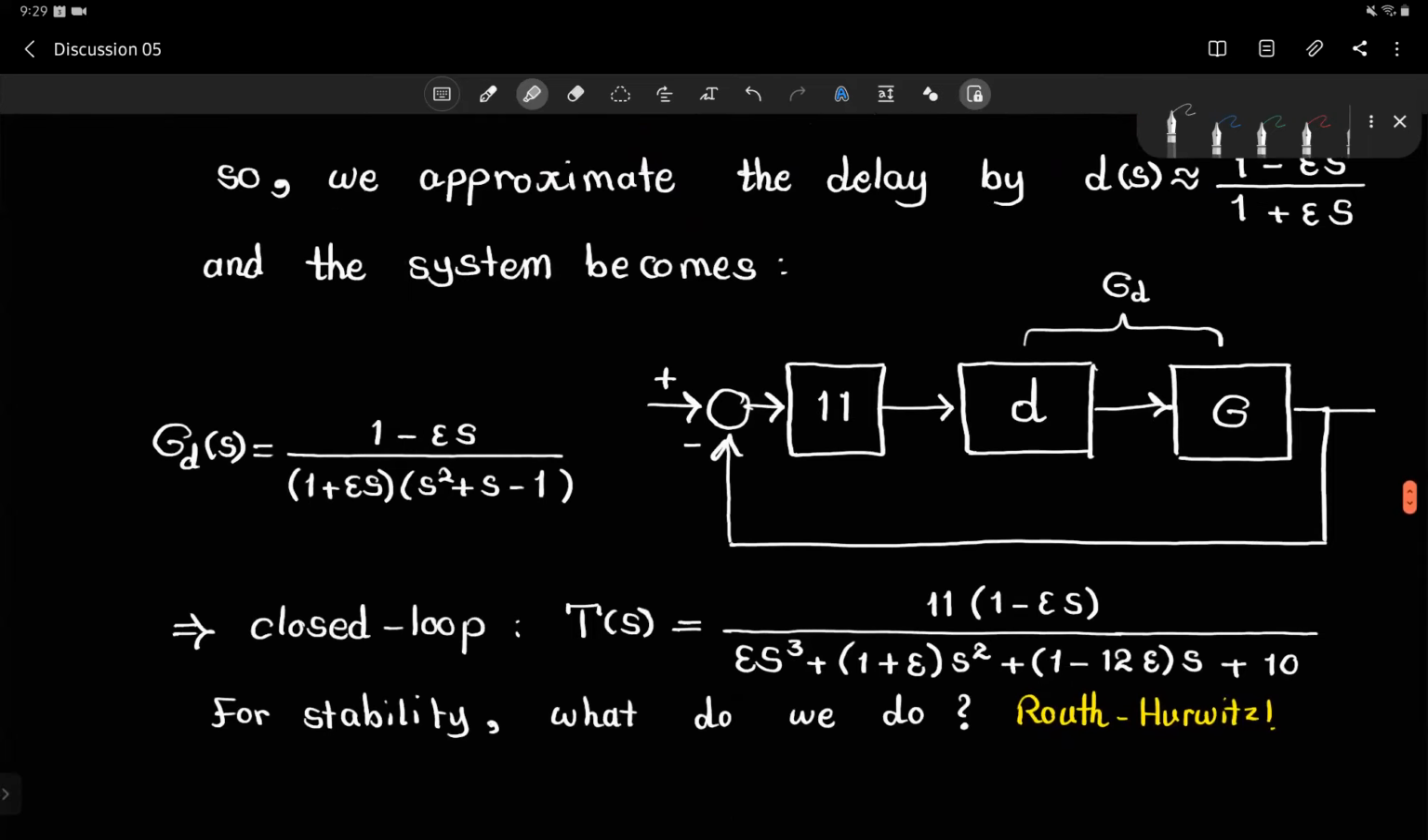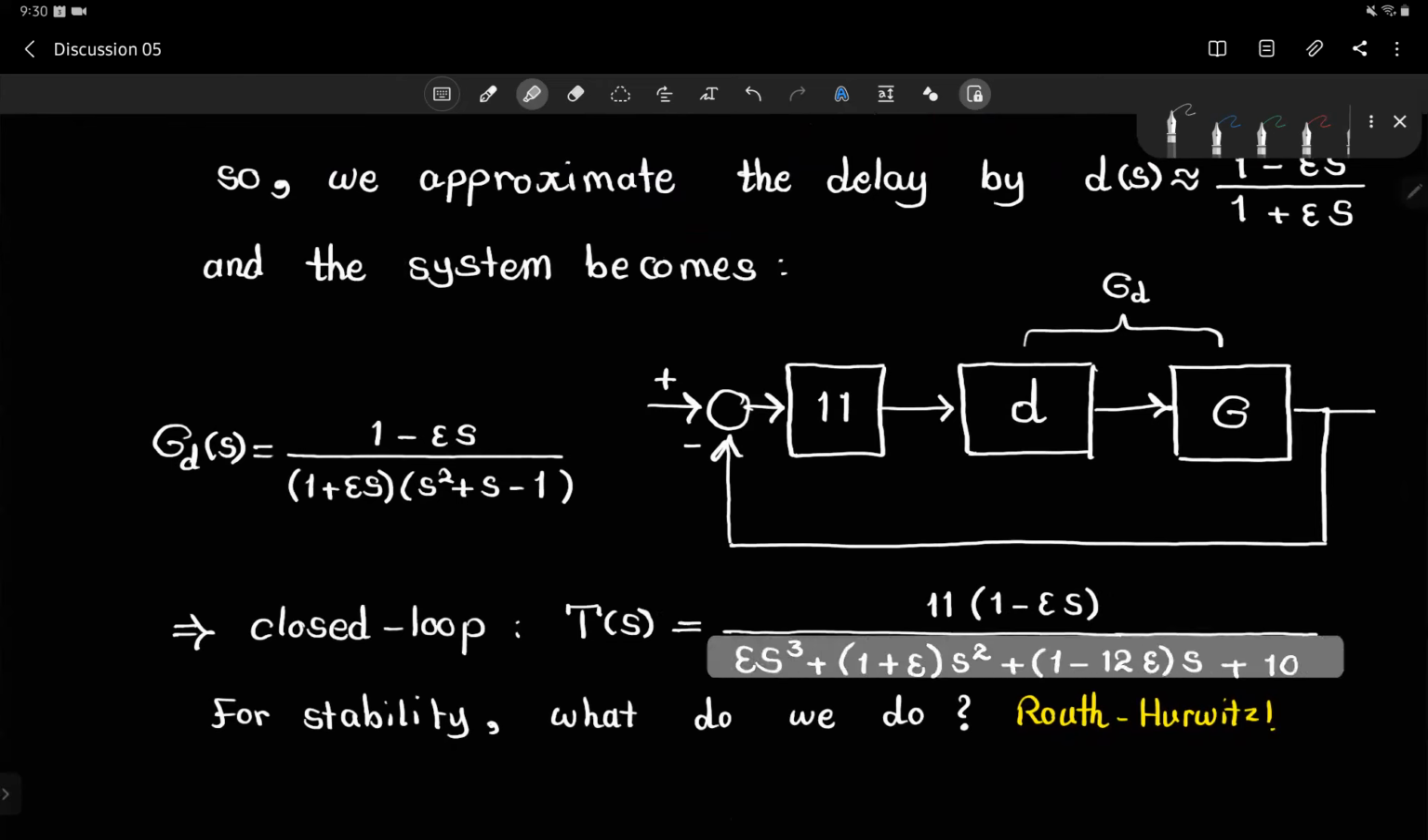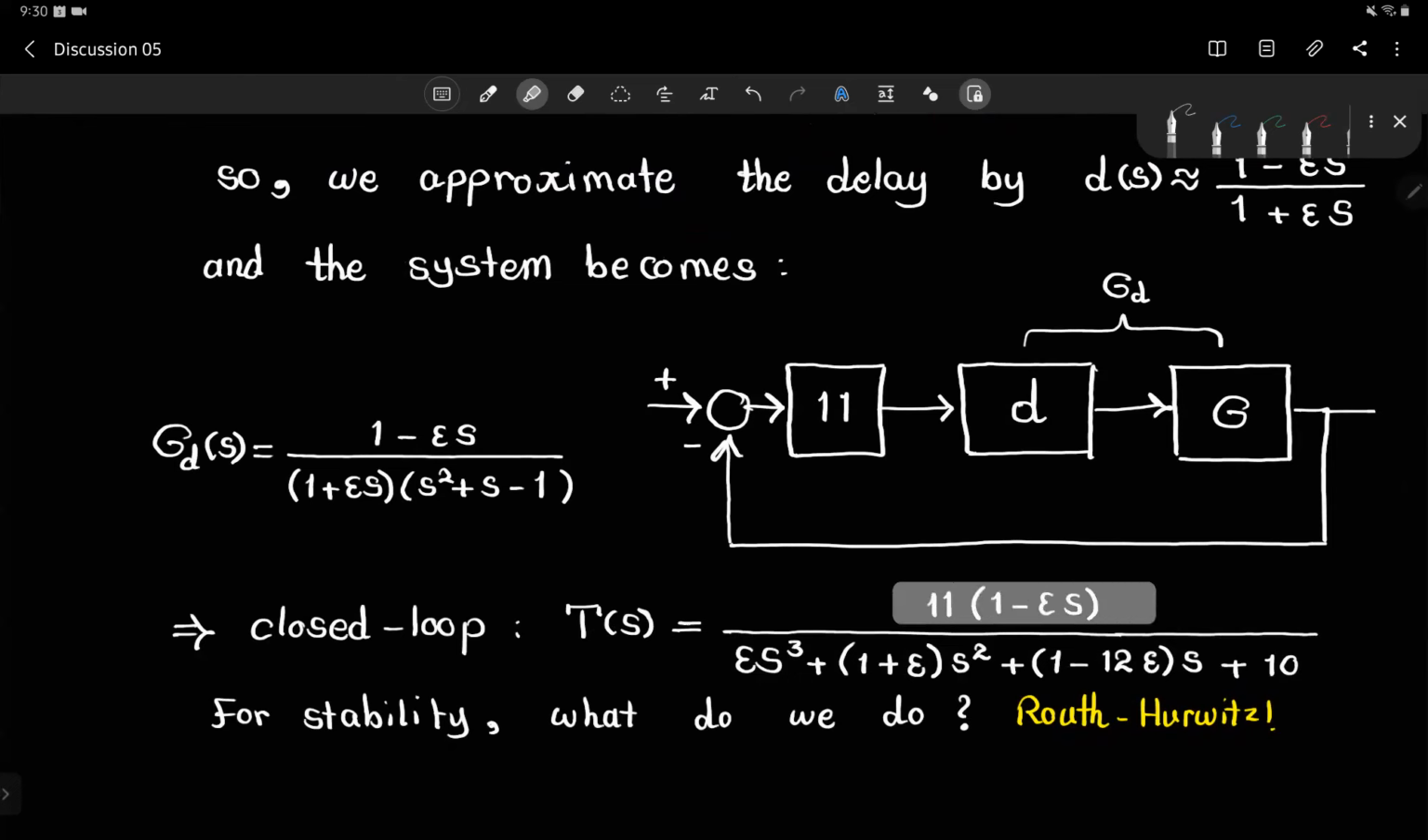Okay. We proceed to compute the closed loop transfer function after we have added this delay. So the closed loop is basically, again, going to be equal to k times Gd divided by 1 plus k times Gd. When you do the computation, you will find that T(s) is going to be equal to this expression. Notice that we have epsilon, and in the numerator we have the zero at 1 minus epsilon times s. Again, for stability, we have the Routh-Hurwitz criterion.